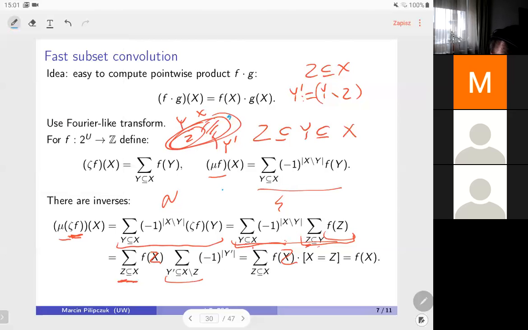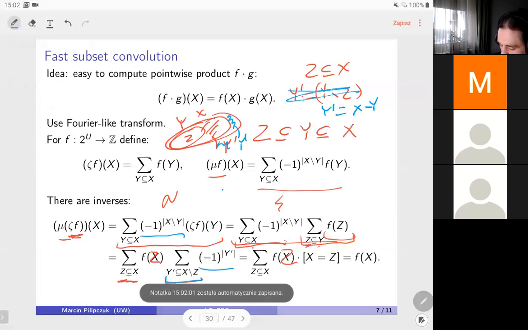Actually, y prime is this part. So y prime is x minus y. Sorry, my bad. So I can actually look at the remainder, what's the remainder here, and this is this (-1) to the size of x minus y.